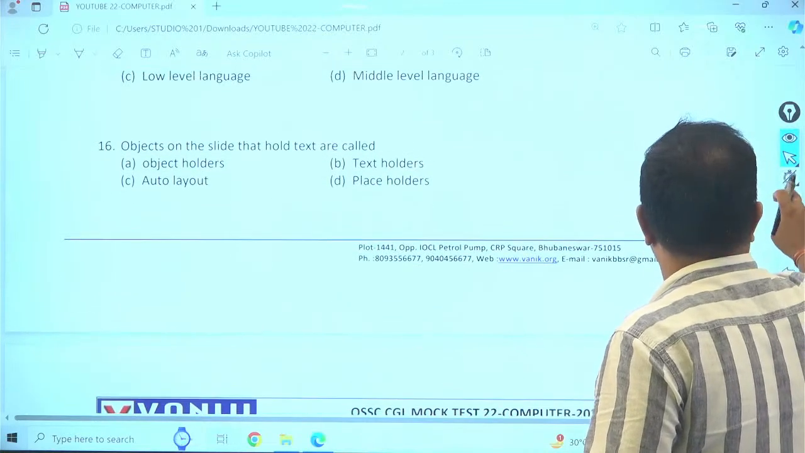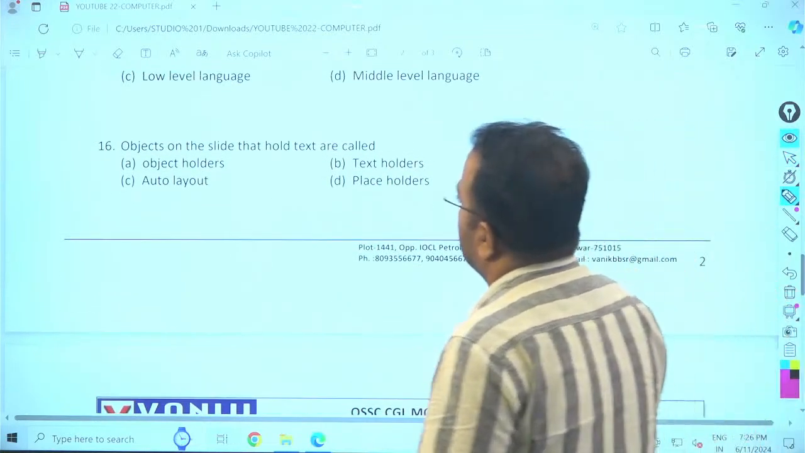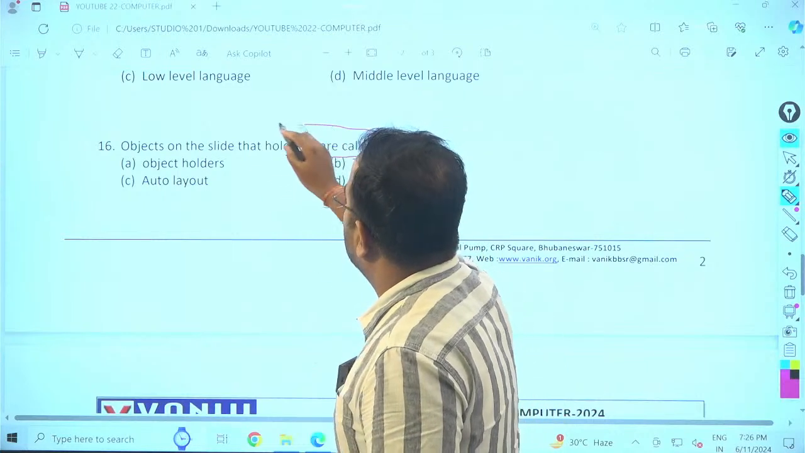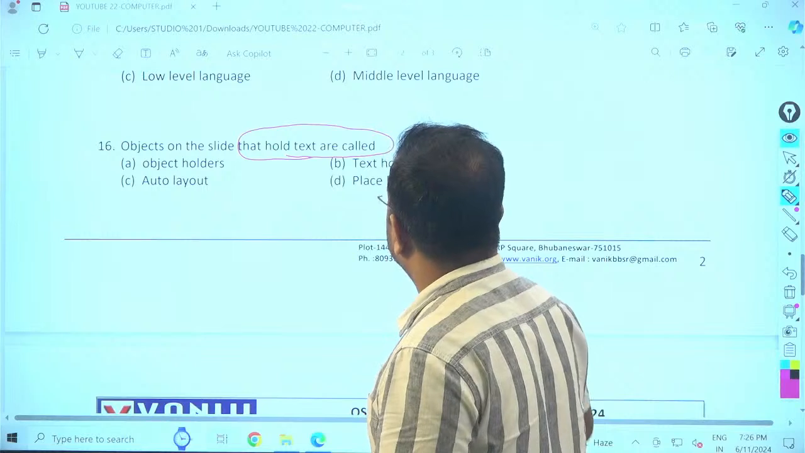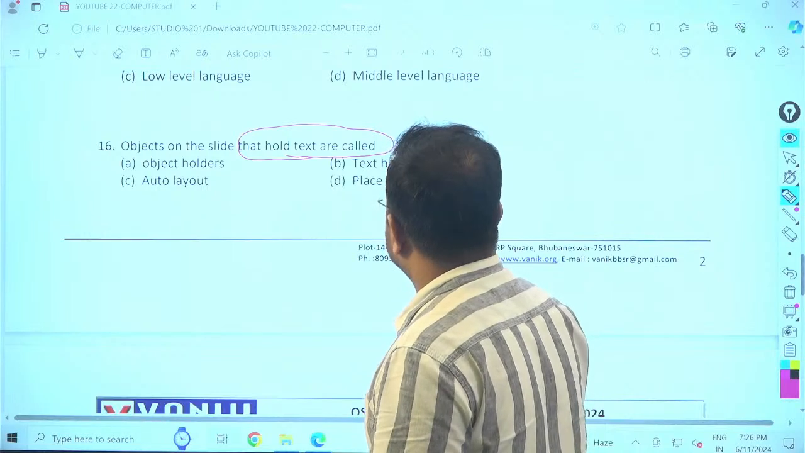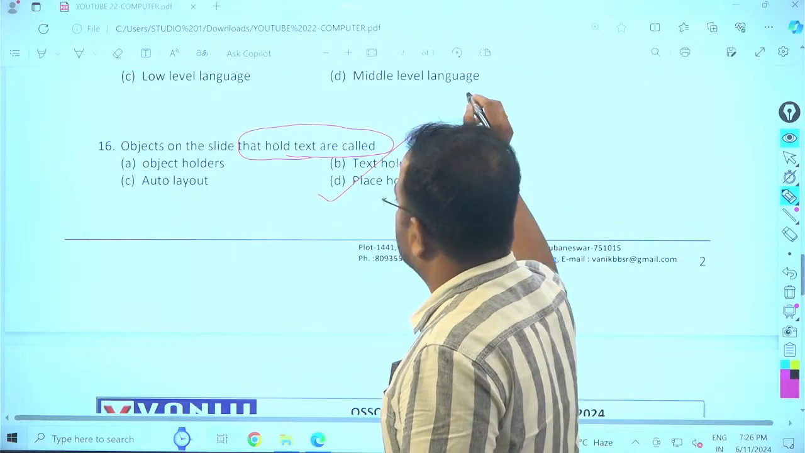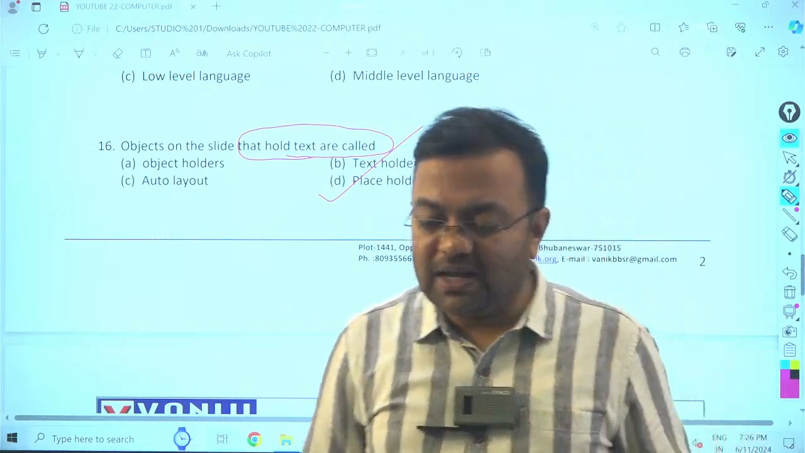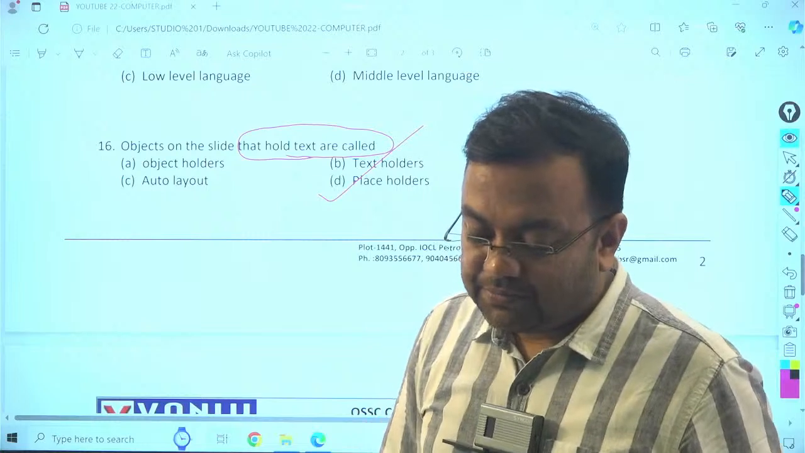Then goes to question number 16. Objects on the slide that hold the text area. So it is simply known as placeholder. So in MS PowerPoint, this is known as the placeholder. Okay.